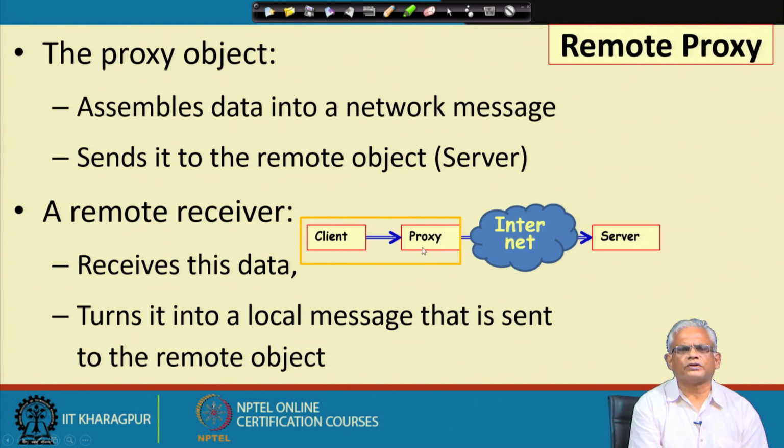The client thinks that the proxy itself is the real server, but then as the client makes a request, the proxy tries to handle some of the requests if it can. Otherwise, it assembles the data or the request into a network message and then sends it to the remote object, which is the server, and then the server processes it, returns it to the proxy, maybe compresses a large data, and then the proxy receives the compressed data, decompresses it and then returns it to the client.